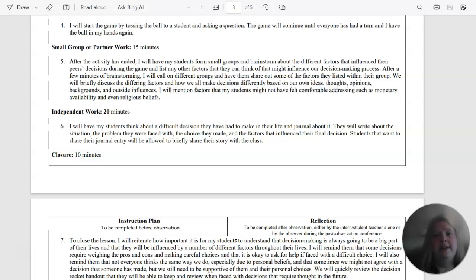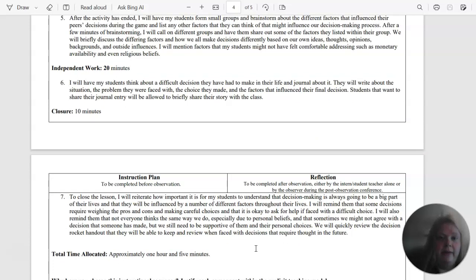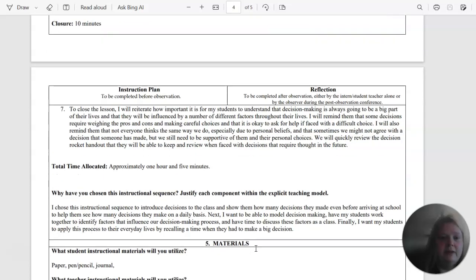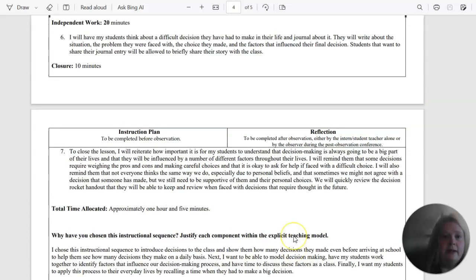And then at the end of class, students that want to share their journal entry will be allowed to briefly share their story with the class. But I want others that may want to keep their story private to have the option to only share it with me. Some decisions are really hard and we just don't really want everyone to know what's going on in our lives or what we ended up doing at the end.